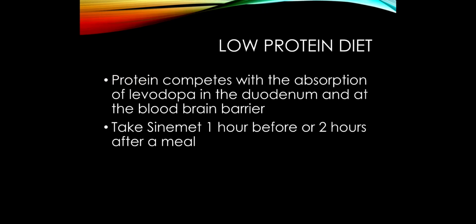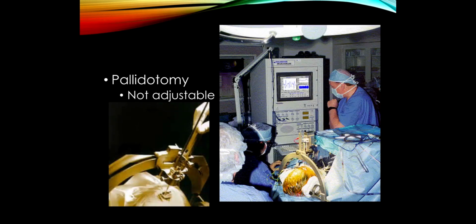Now, we don't use this very often, but in an advanced case of Parkinson's, where you're just trying to pull out all the stops to help the patient, you can advise patients to take the carbidopa levodopa, the trade name is Sinemet, 1 hour before or 2 hours after a meal so that the protein doesn't compete so much with the absorption of the medication. Now, if we have a patient with severe Parkinson's, we're looking for other options.